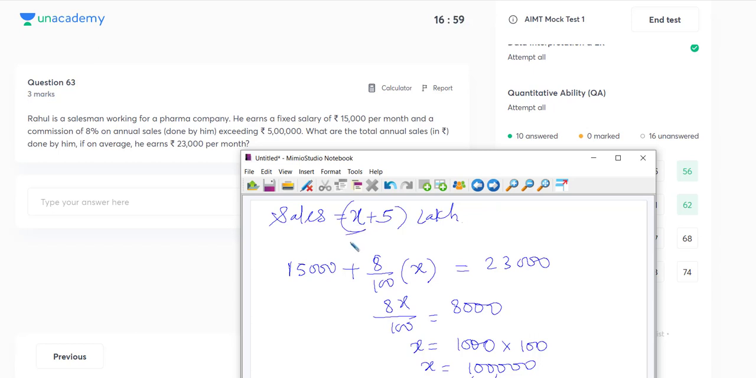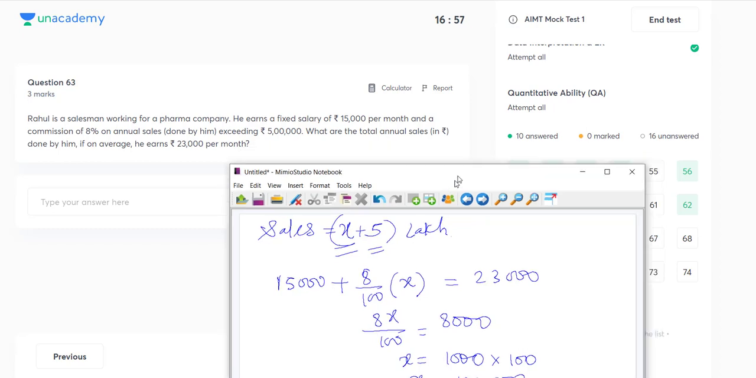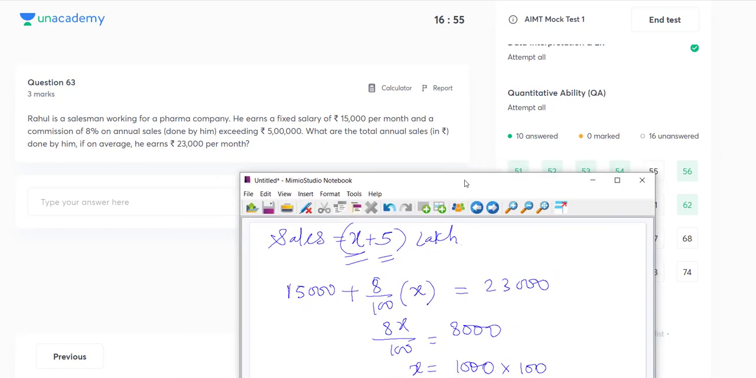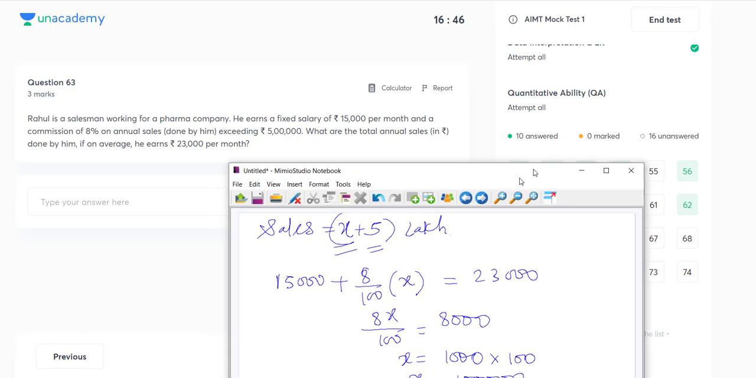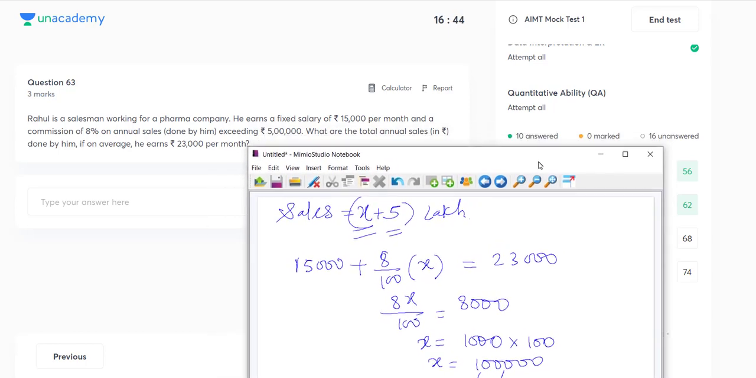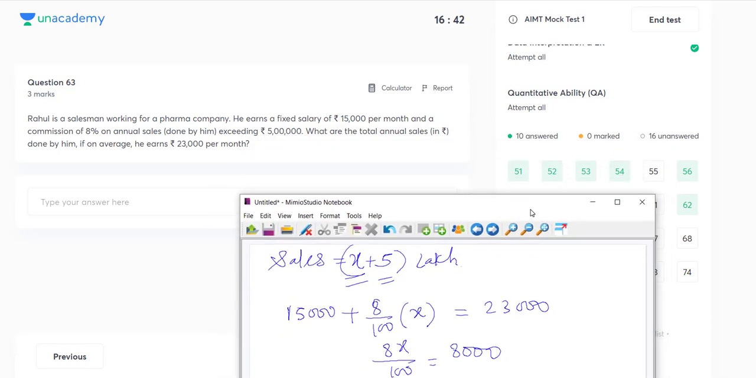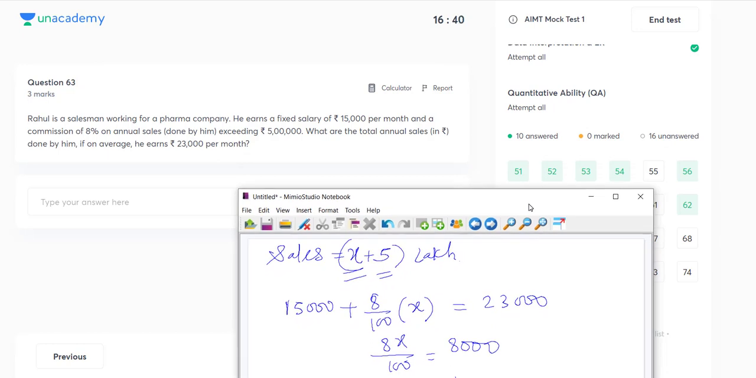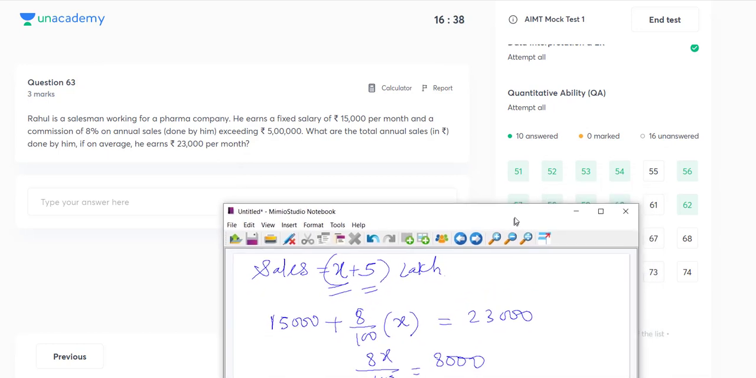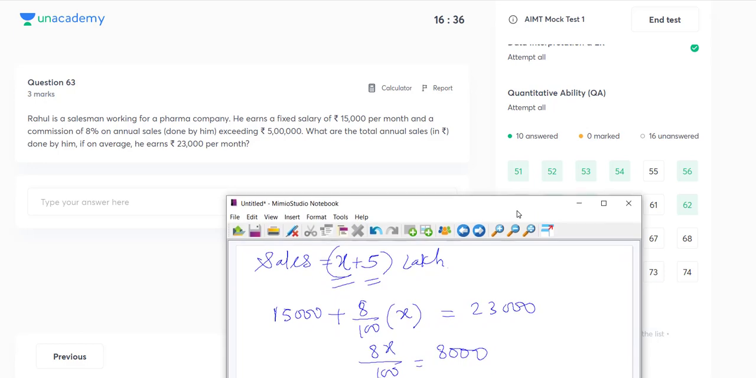So 1 lakh rupees and 5 lakh rupees. So total sales is going to be 6 lakh rupees. Let me check this question again. Okay, that is fine. X is 1 lakh rupees, and 5 lakh rupees, so 5 plus 1 is 6 lakh rupees. What we want to find is the total annual sales.